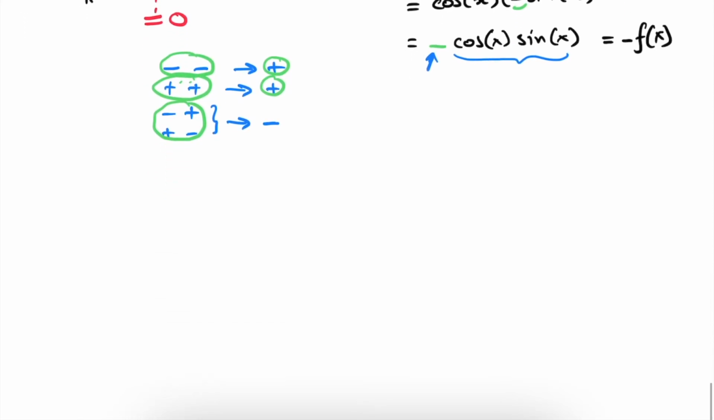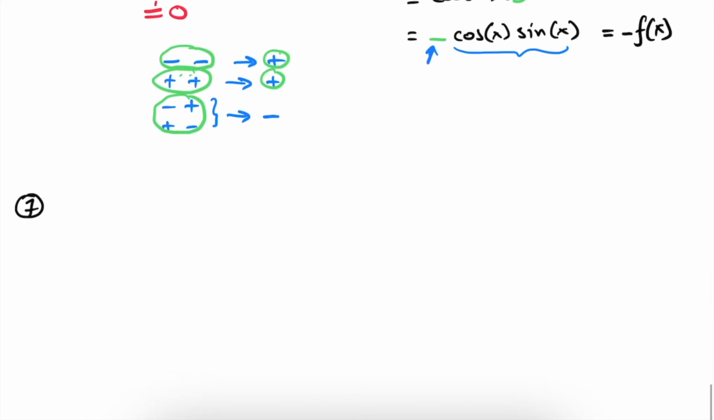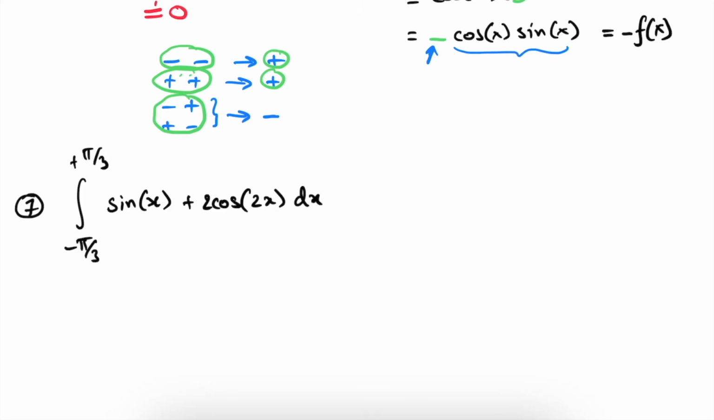So let's go to the next exercise, where we have to calculate the integral over the interval from minus pi over 3 to plus pi over 3 of the following function: the sine of x plus 2 times the cosine of 2x dx. This integral can be easily calculated, but we see that we're integrating over a symmetric interval, so let's see whether this function is an even or odd function.